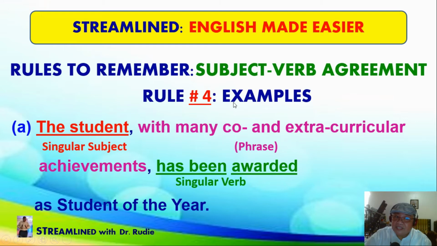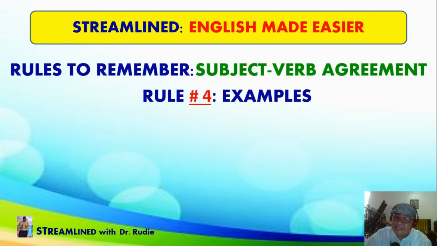Since our subject is the student, singular, the verb must also be singular: has been awarded. The student with many co- and extracurricular achievements has been awarded as Student of the Year. Let's move on to the second example.